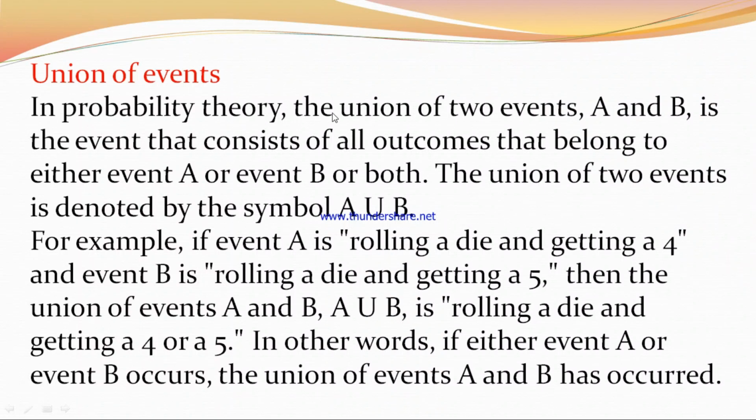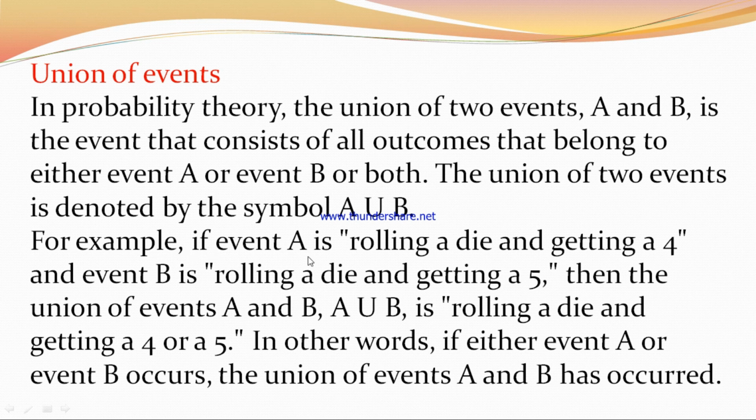In probability theory, the union of two events A and B is the event that consists of all outcomes that belong to either event A or event B or both. Union of two events is denoted by symbol A union B. This is the symbol of union.